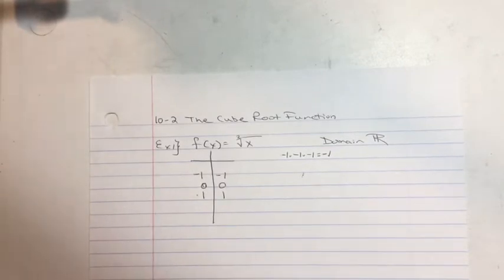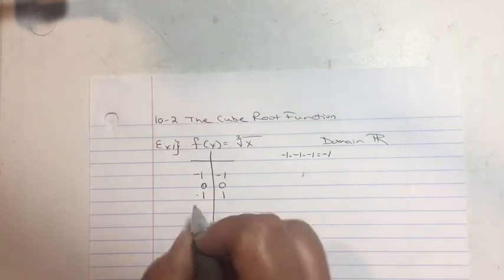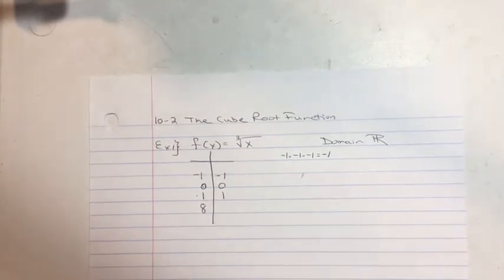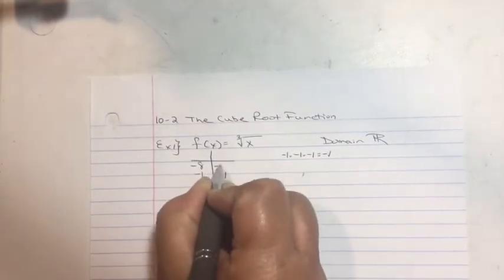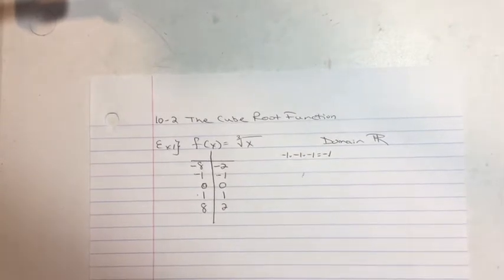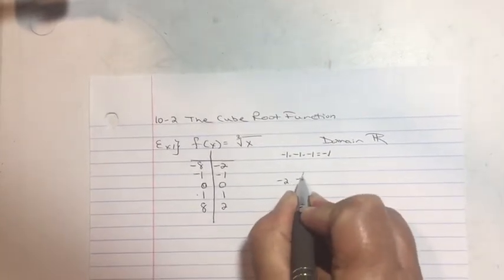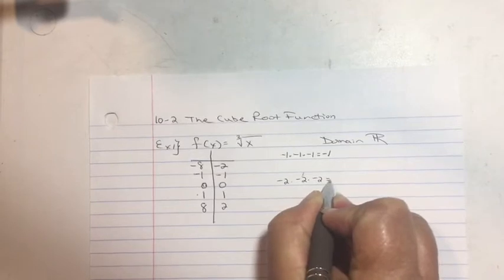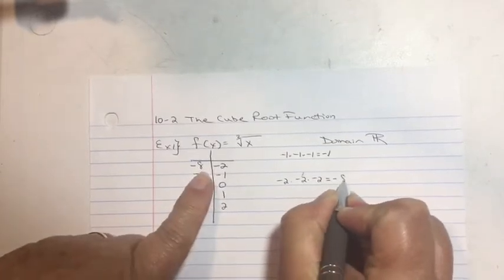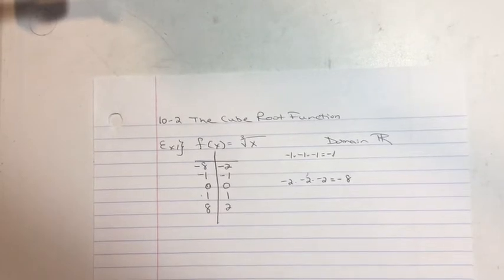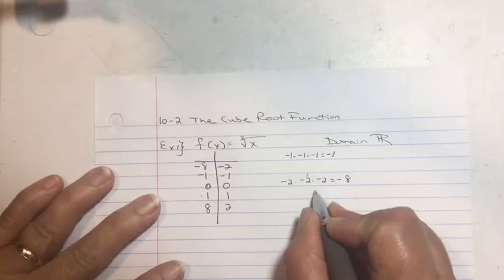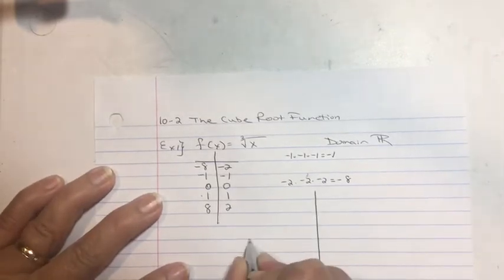Okay, other numbers. Let's see. 8 is real easy to do, right? Because the cubed root of 8 is 2. 2 times 2 times 2 is 8. Likewise, a negative 8 will give you a negative 2 because negative 2 times negative 2 times negative 2 worked out to be negative 8. Okay, so it looks like we're not really going to have a limitation on y either. But let's graph it and see what it looks like.